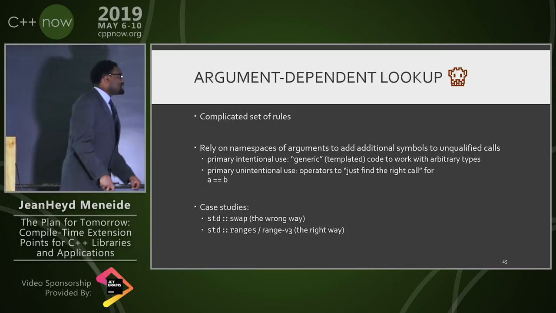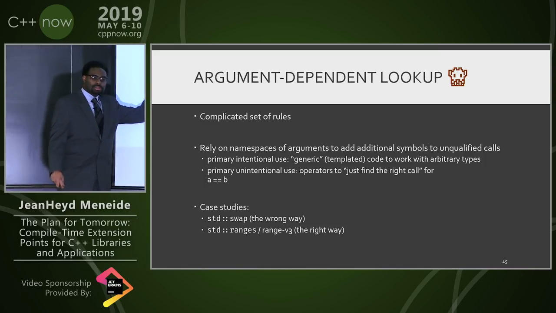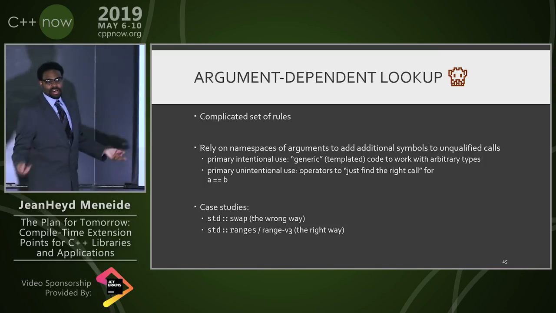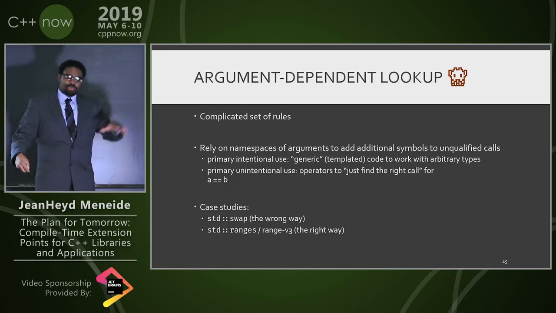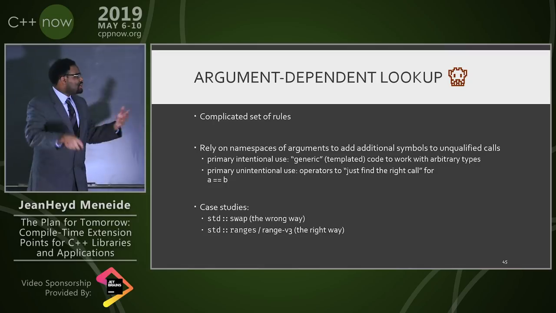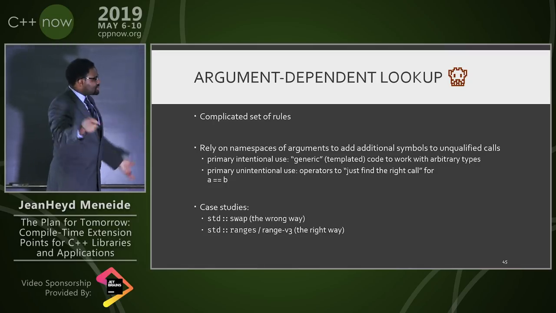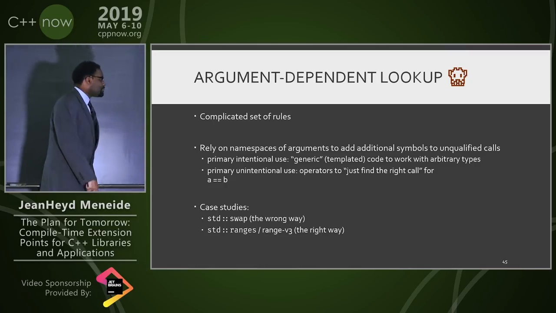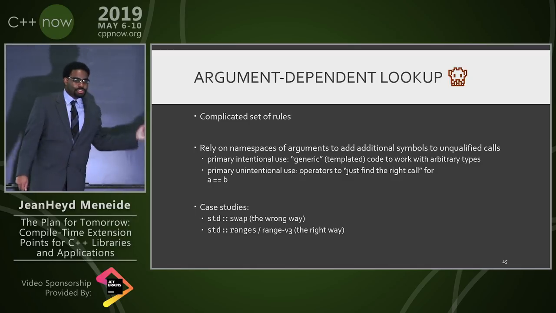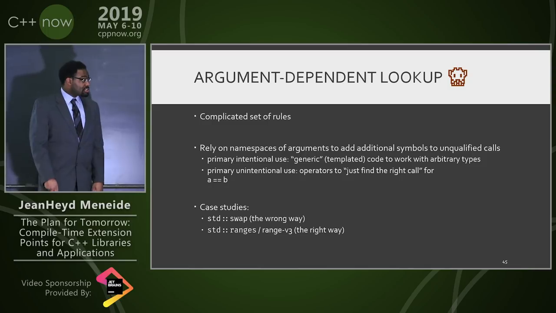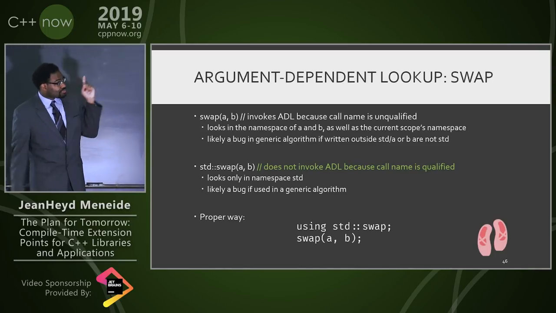But the reason ADL exists is for calls like A equals B, right? You need to find the right operator. So you look at the friends inside the class, you look in the general namespace, you percolate up, you get all the symbols, and then you perform overload resolution, and you do all that stuff. So we have two case studies for how ADL is supposed to work: std swap, which is the wrong way to do it, and std ranges, or range-v3, which is the right way to do it. Let's dig in.